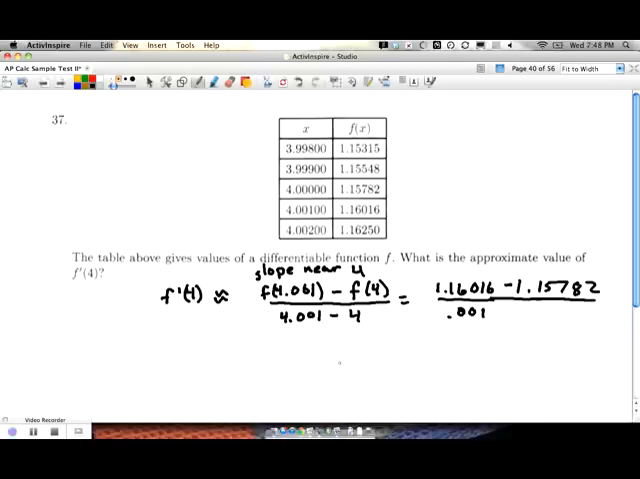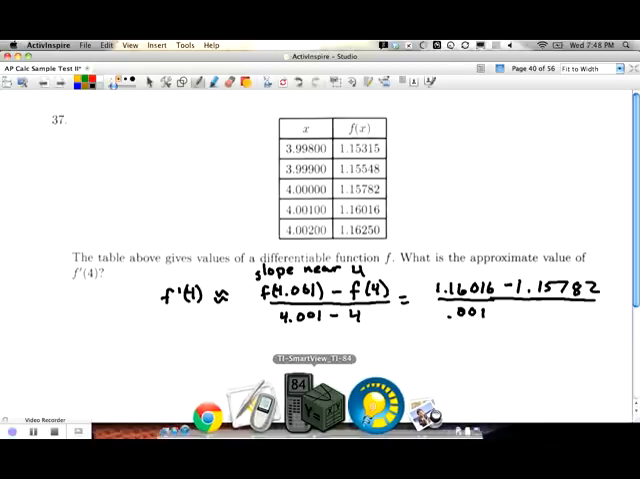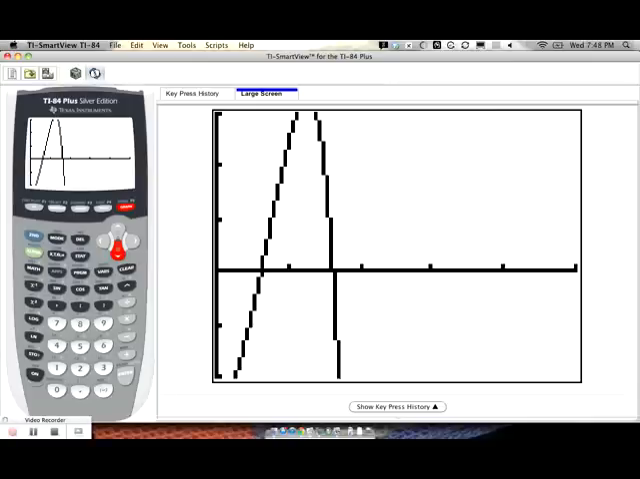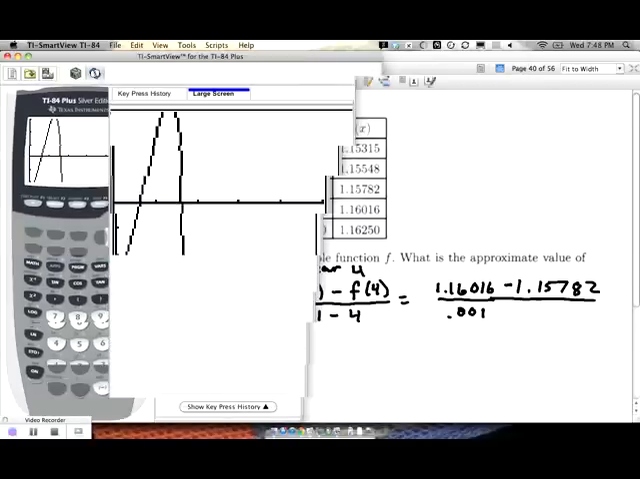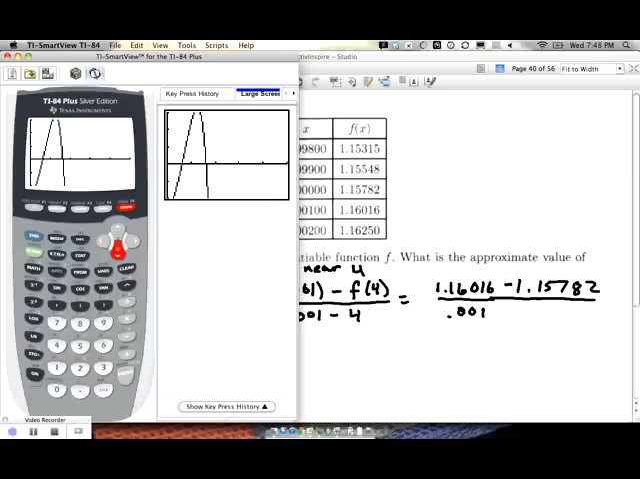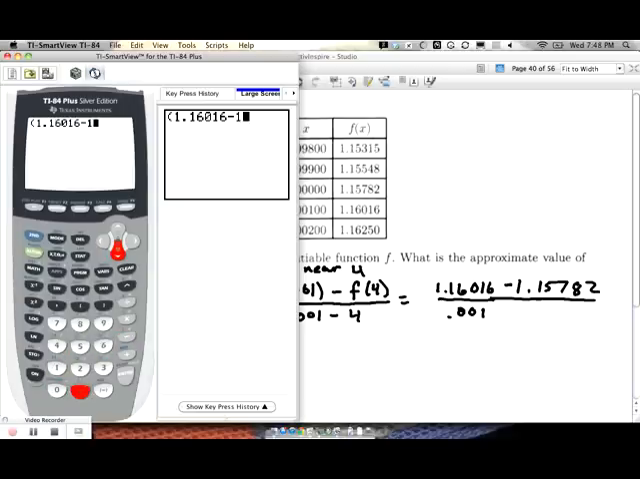Well, let's go ahead and pull our calculators out. See if we can shrink this left to right. Maybe give ourselves a little bit more space so we can see what's going on here. So we have, let's clear this graph, go back to just some calculations. 1.16016 minus 1.15782. That's our numerator. We're going to divide that by 0.001, and you should get about 2.34.